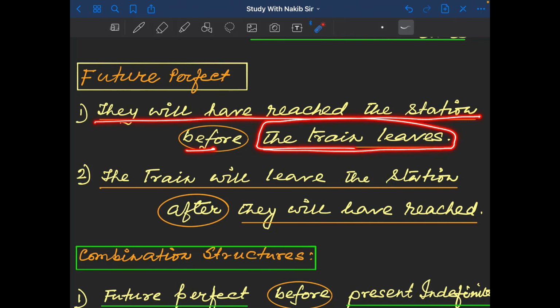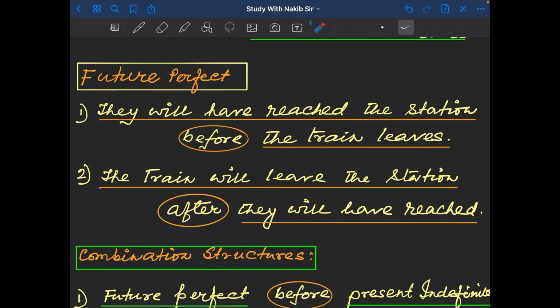This part is very, very important. Most of the students, most of the people in the world make mistakes when they write English at this part. Almost everyone writes here, the train will leave, but that is wrong. Never write this way. The train leaves, though the meaning is the train will leave, but you cannot write the train will leave. You have to write the train leaves.